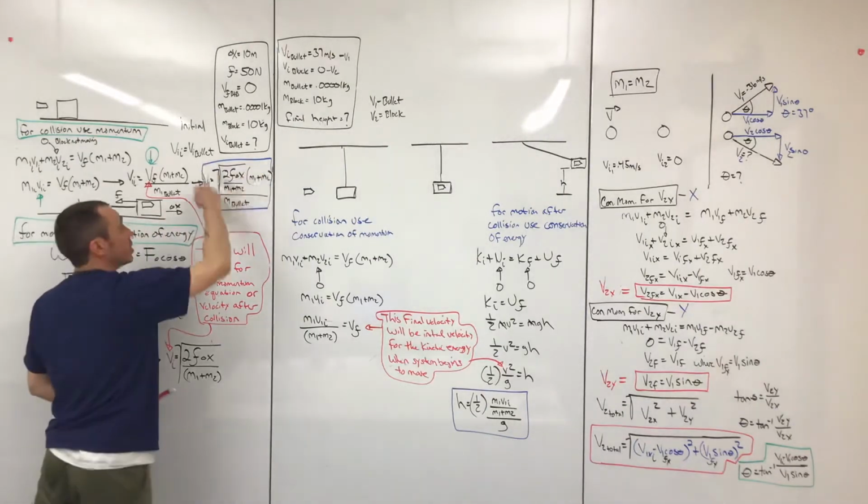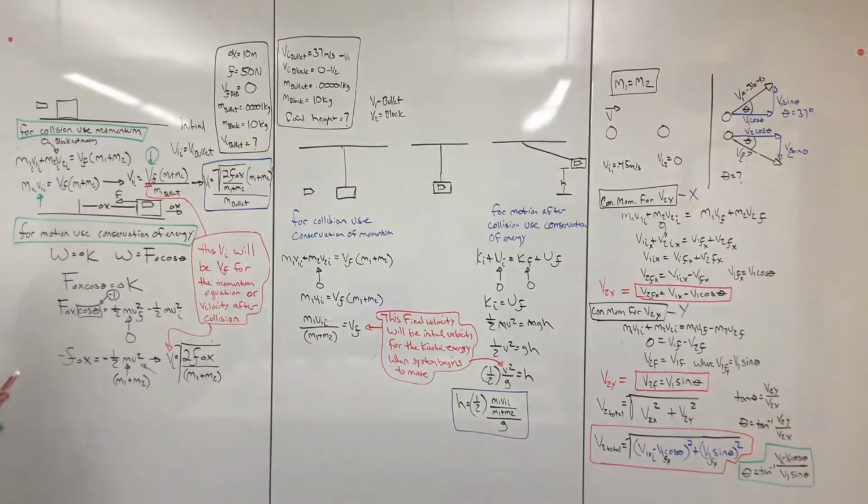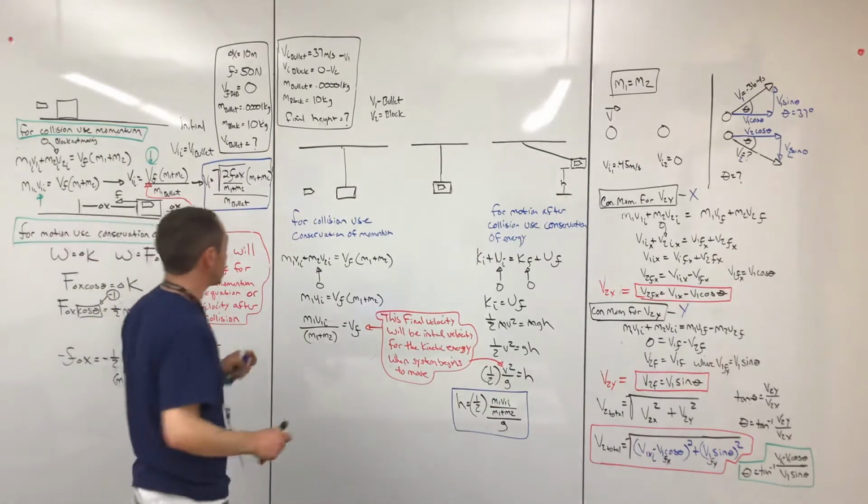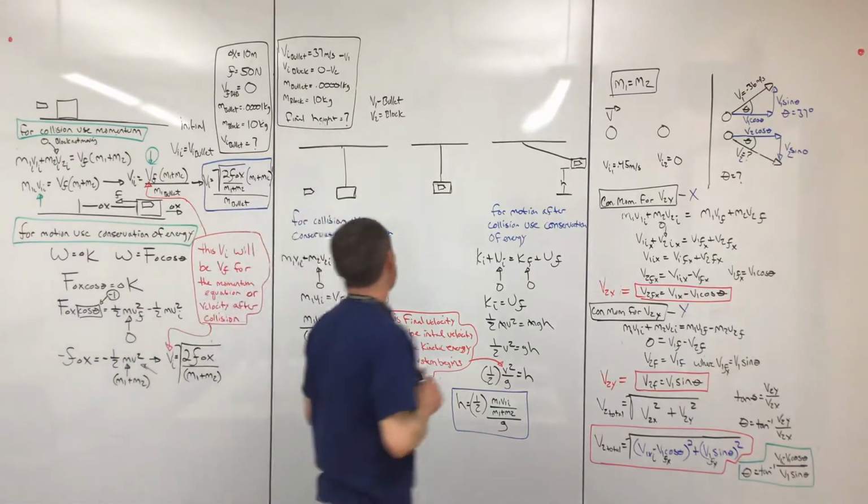Okay, so this is the final equation. This is going to be the velocity of the bullet before it hit the brick. So that's the answer to that one. Again, there's a theme here, all right?